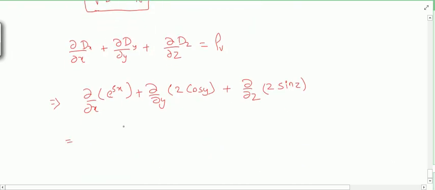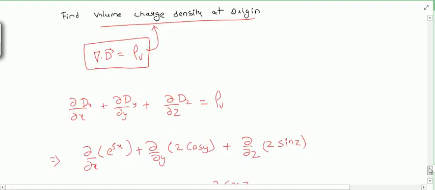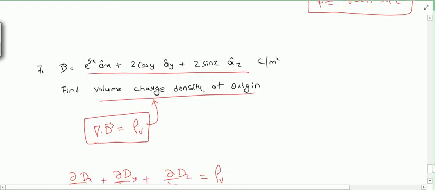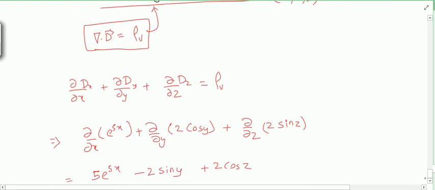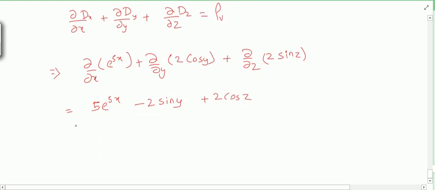So now what you have to do is just differentiation. e raised to 5x differentiation will be 5 e raised to 5x, plus here the differentiation will be minus 2 sin y, and here the differentiation will be 2 cos z. Now you have to find the volume charge density at origin. So you have to put 0 0 0 in place of x, y and z.